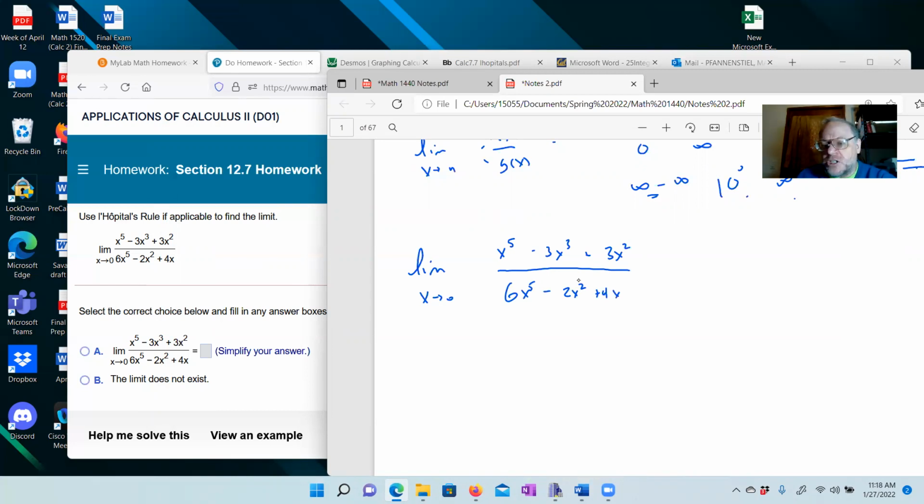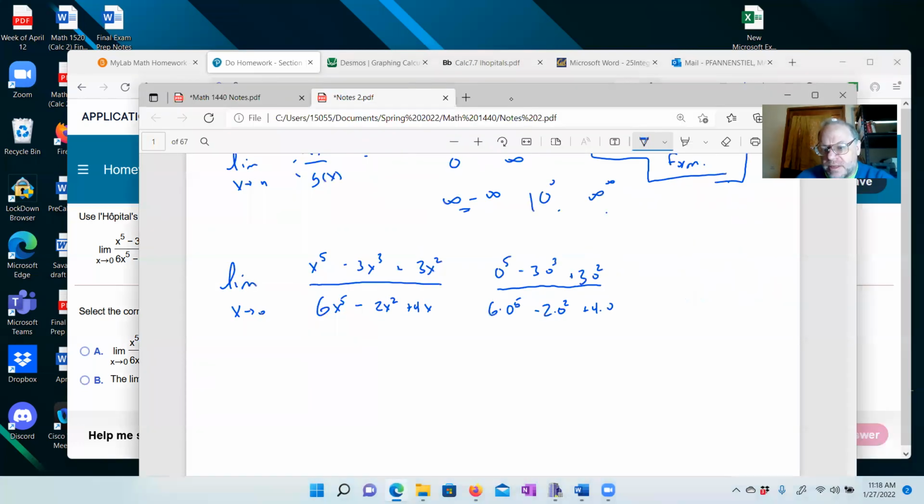If I just do my direct substitution, just plug in 0, we have 0 to the 5th minus 3 times 0 cubed plus 3 times 0 squared. I probably won't go through and do all the powers of zero because it's obvious that they're 0. We have the same on the bottom: 0 to the 5th minus 2 times 0 squared plus 4 times 0. If we calculate this out, you're going to end up with 0 over 0. Hey, that's an indeterminate form. So we're going to apply L'Hopital's.